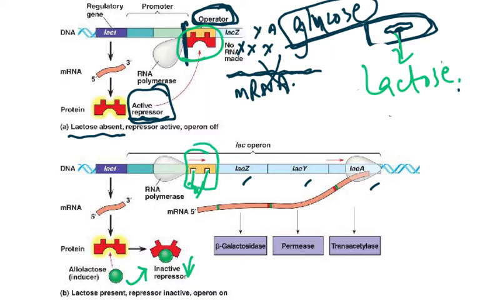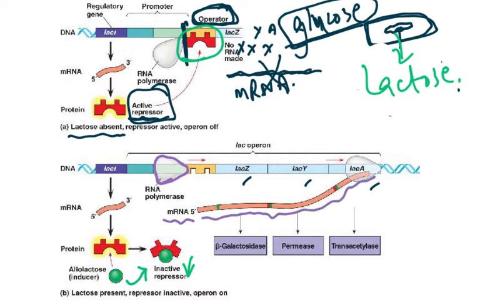There is no blockage now happening. So when there is no blockage, what can happen now is that the RNA polymerase can bind and you can see now mRNA is being made.